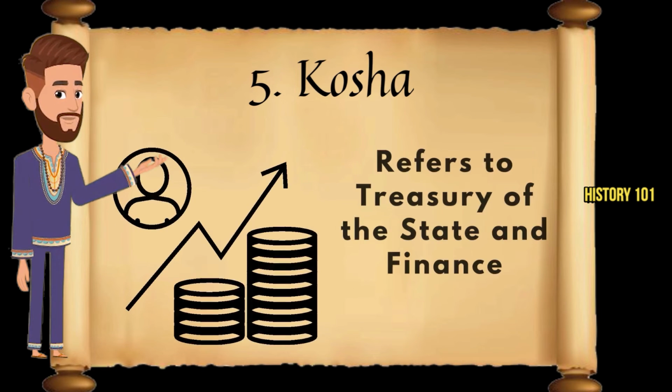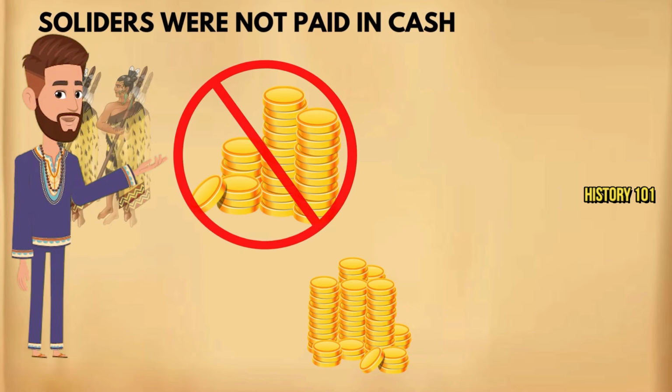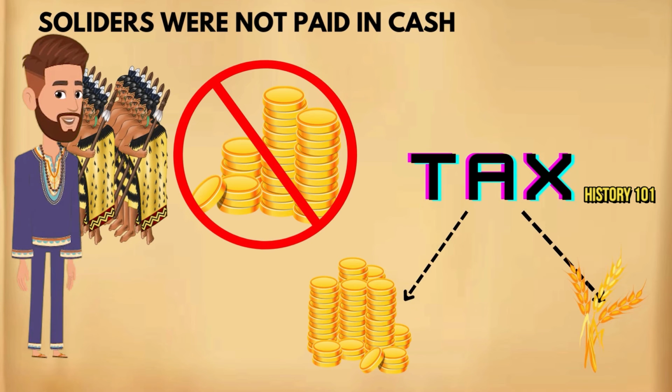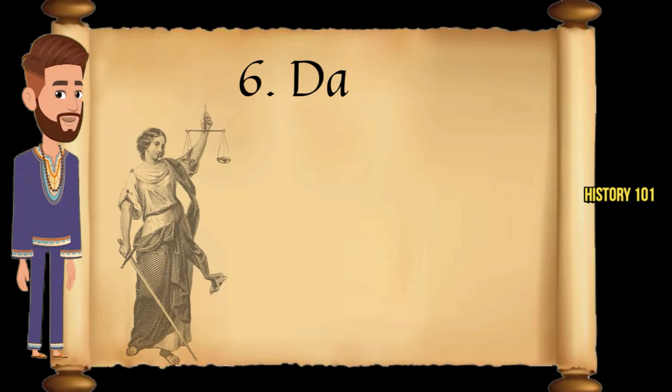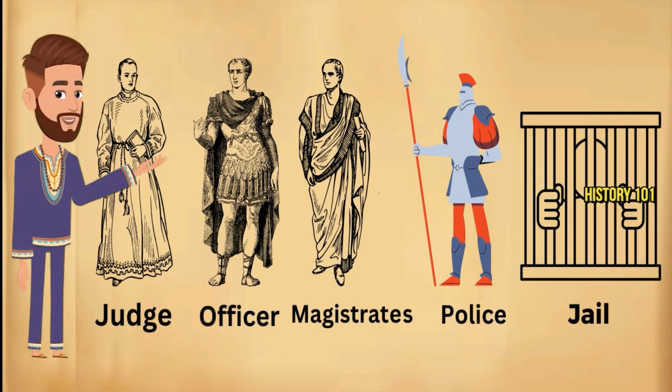Kosha, which means the treasury of the state. Kautilya understood that finance is the lifeblood of a state. It is noted that soldiers were not paid in cash and taxes were extracted both in cash and in kind. Danda, the state's king, was the supreme authority in the judicial administration, but there were many judges, officers, magistrates, police, and even jails to maintain order in the empire.